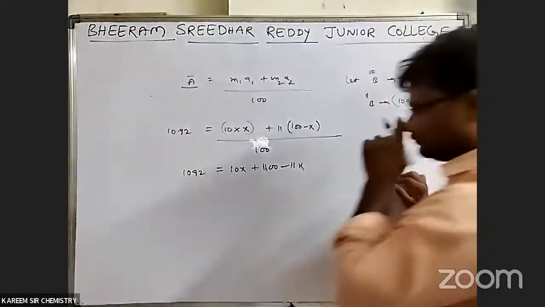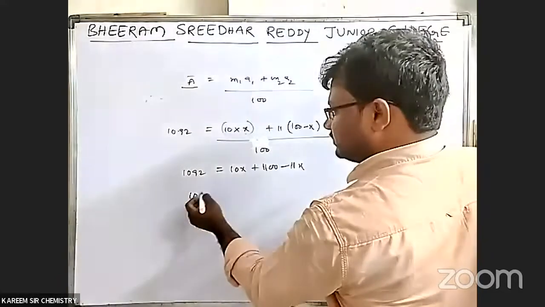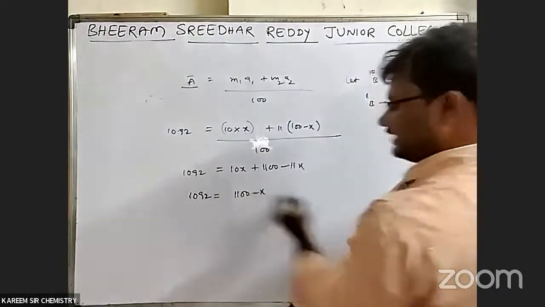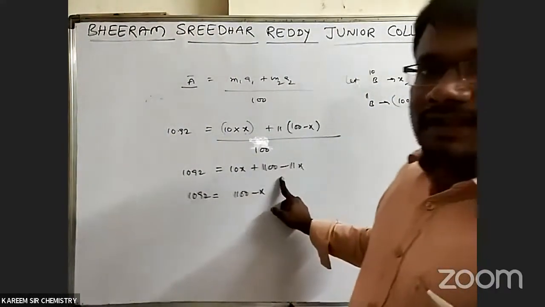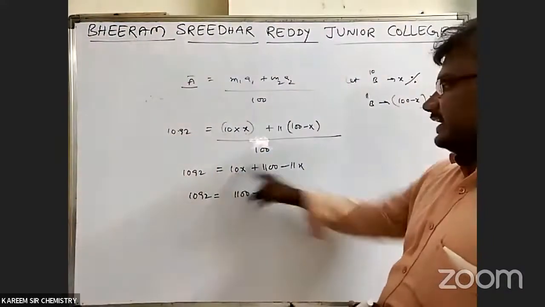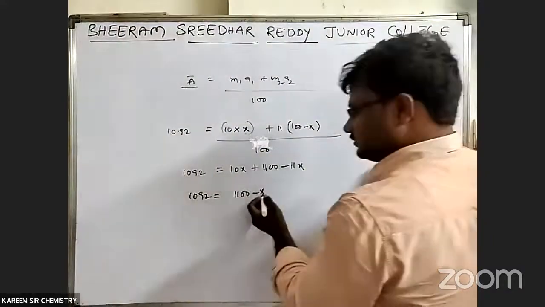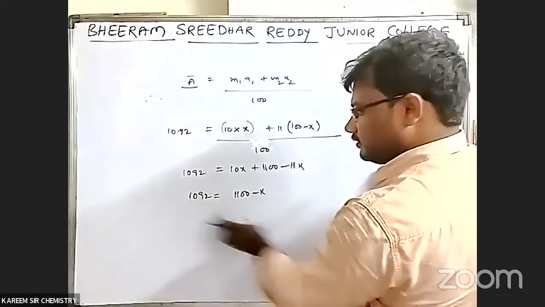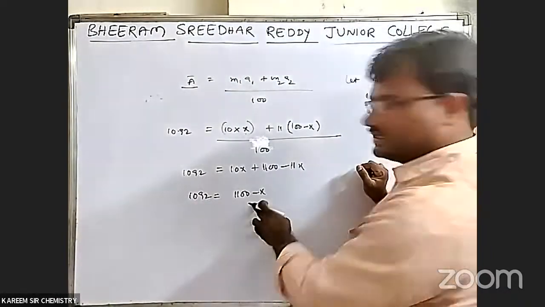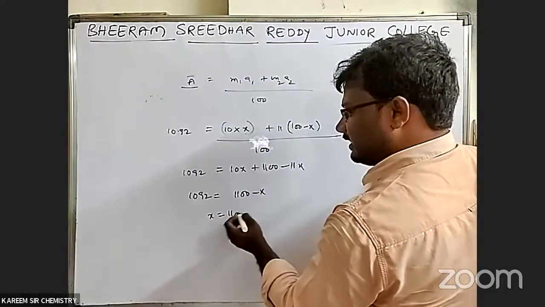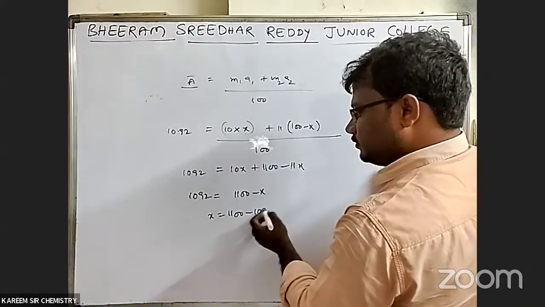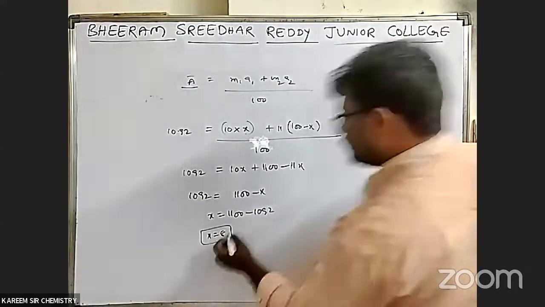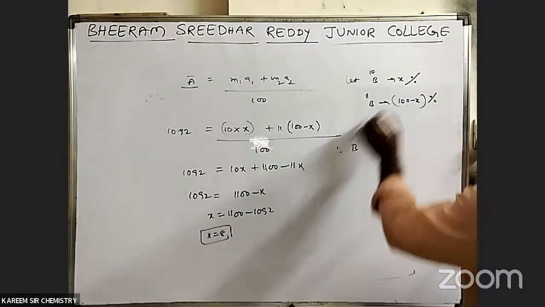So now 1092 equals 1100 minus 11X plus 10X, so 1100 minus X. Transfer this X to this side and transfer this 1092 to the other side. Then X equals 1100 minus 1092. Then X equals 8. Therefore, X equals 8.